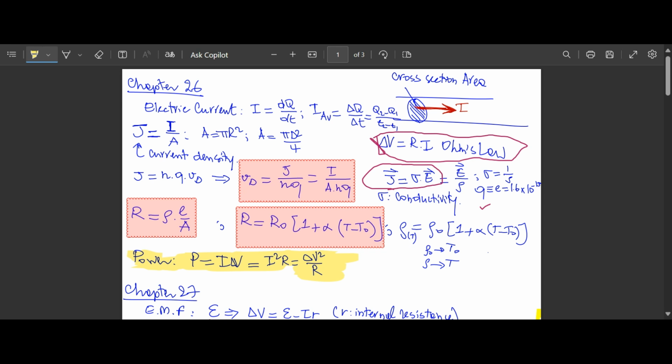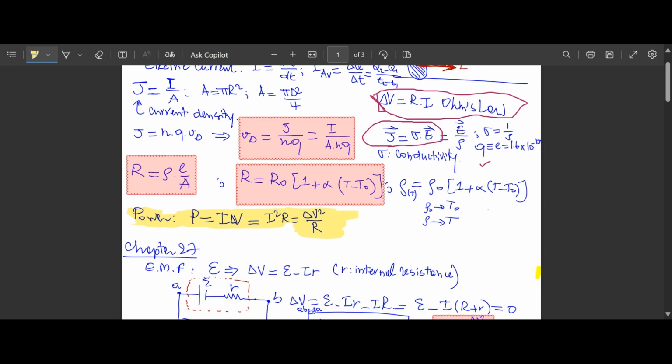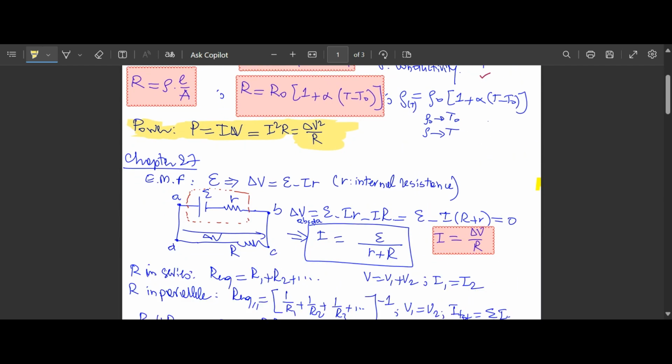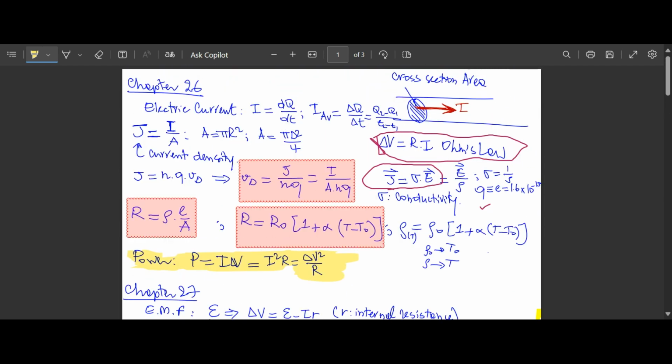That's why R also does the same change, which is R is equal R at a certain temperature times 1 plus alpha, and alpha is a property that should be given to you. It characterizes your material, multiplied by T minus T0, where T is the temperature that you know, and T0 is the reference temperature. Okay, this is chapter 26. It's the easiest chapter. 2 questions only, multiple choice, and no one can miss it. If you miss it, you don't deserve to be an engineer. They are very easy. Okay, now let's go to chapter 27.